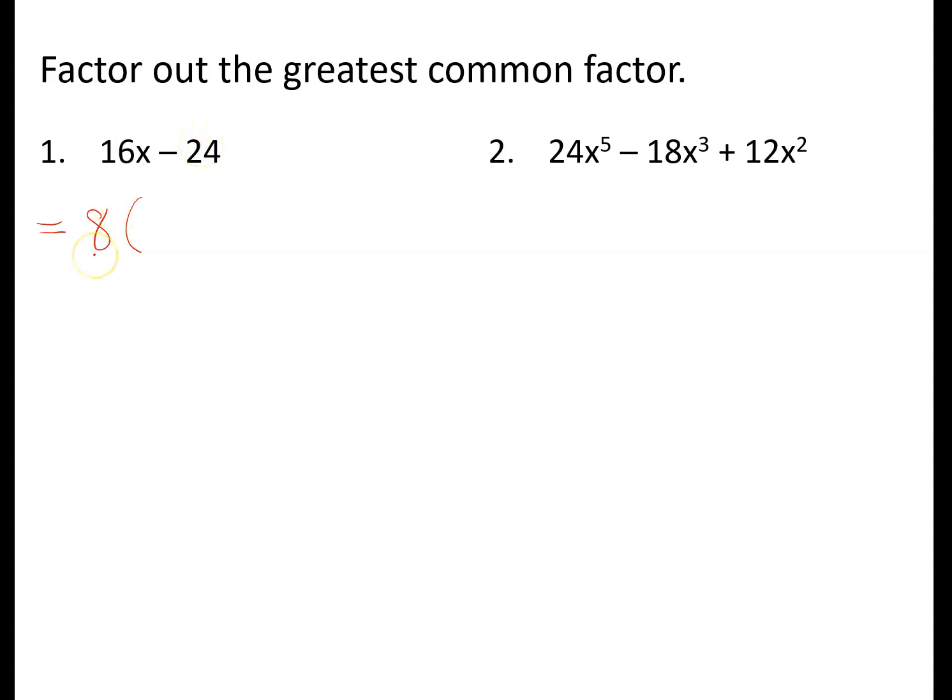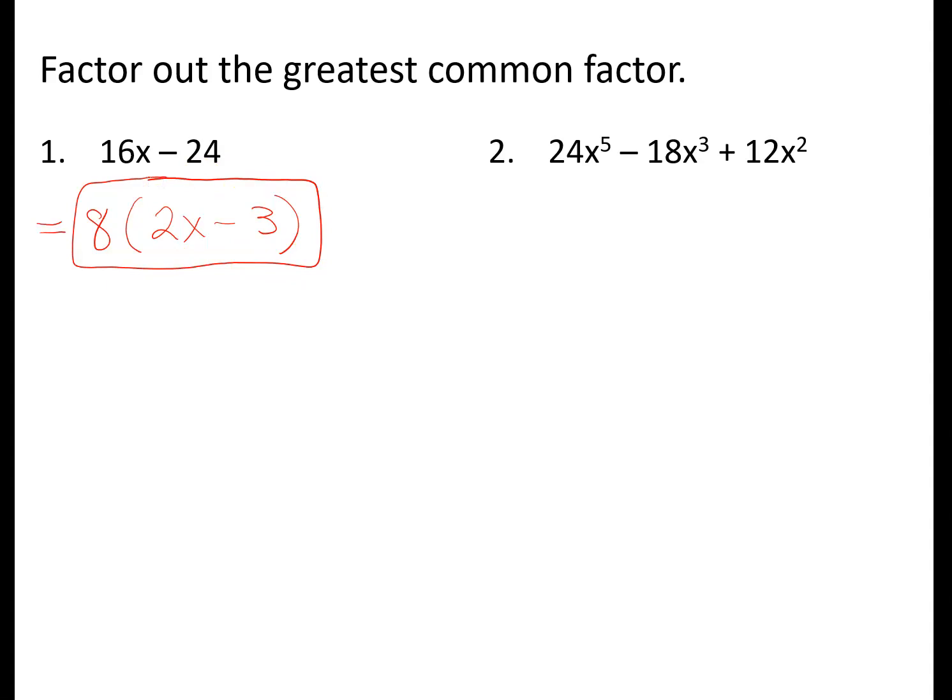Now, to determine what goes inside the parentheses, you are dividing each term of that polynomial by that GCF. So I'm going to start with 16x divided by 8, which is 2x. And then I'm going to do negative 24 divided by 8, which is negative 3. And close. And that's it. This is our answer right here.